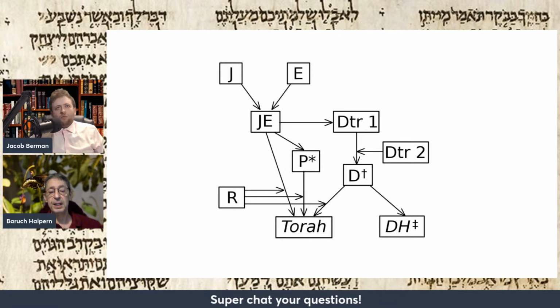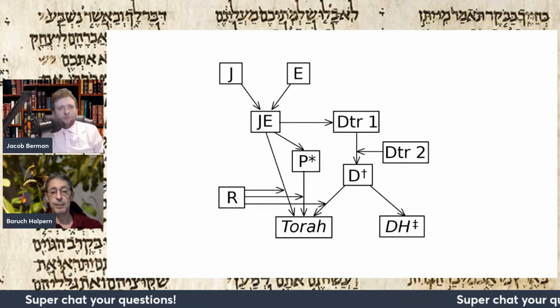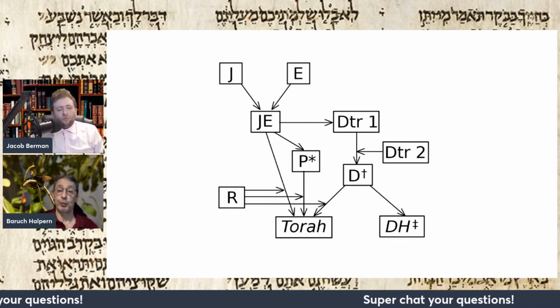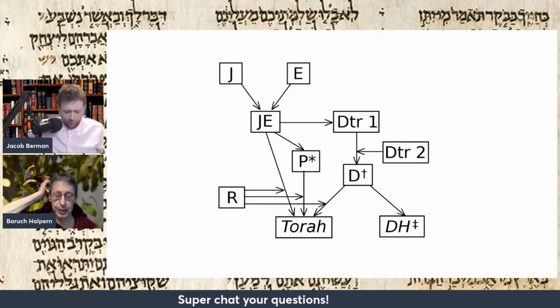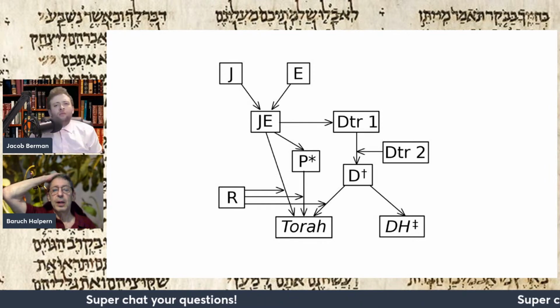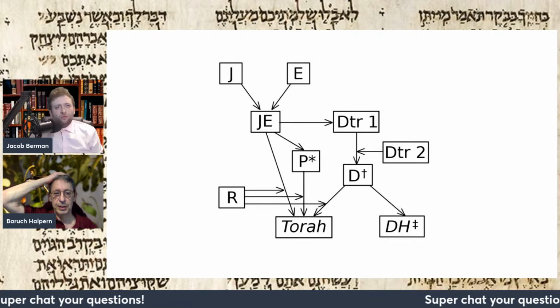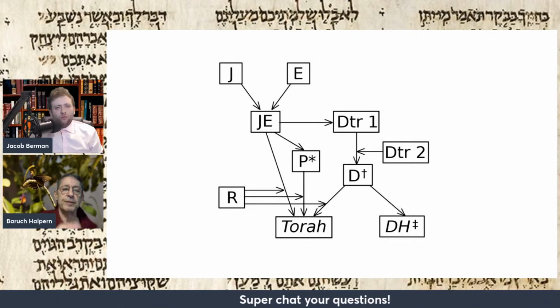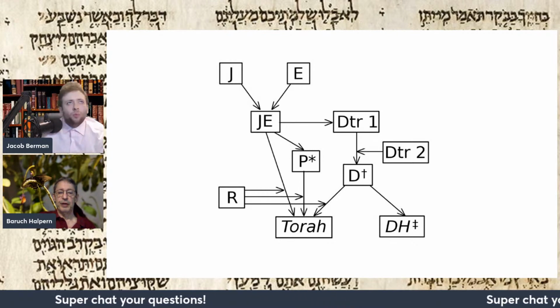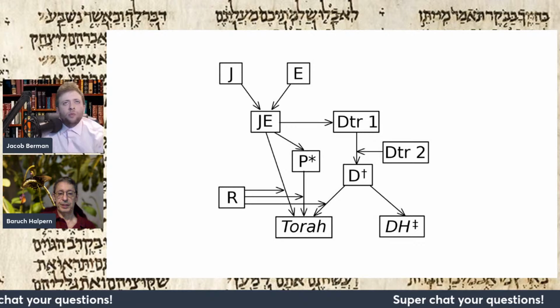But the Germans, really, of the 19th century, of the late 18th century, started to see connections throughout the Pentateuch. And right there in the middle of the chart, sort of dead center, a little below, you have P with an asterisk.